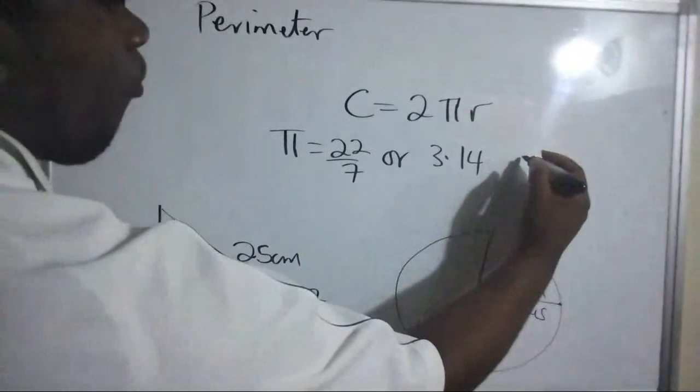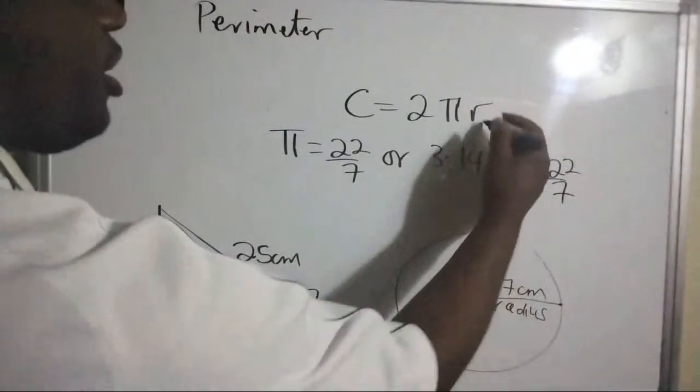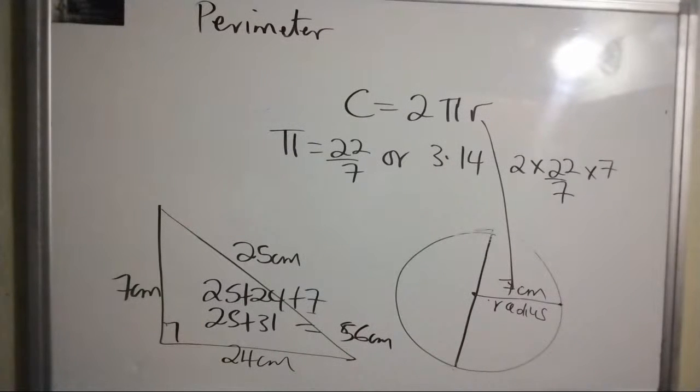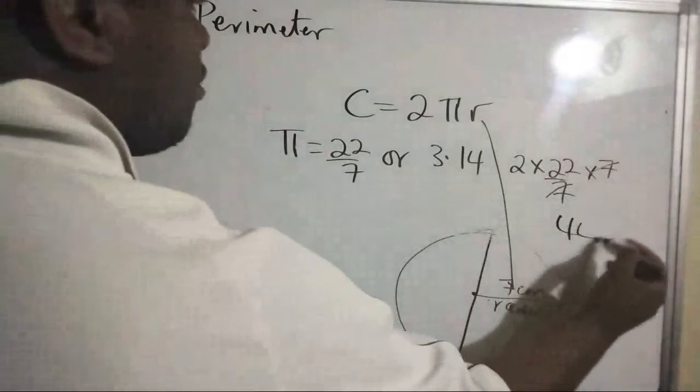Someone says 49. So it will be 2 pi, which is 22 over 7, times r, but r represents the radius, which is equal to 7. And then we cancel down. You guys cancel that down for me and say 2 times 22 over 7 times 7. What's the answer for that? Correct, that's 44. 2 times 22, that's 44 centimeters.